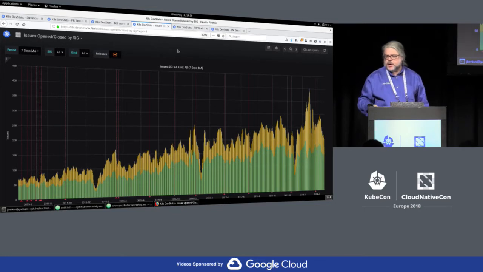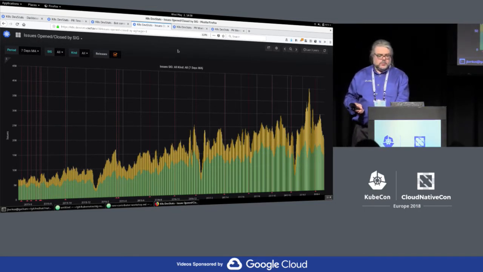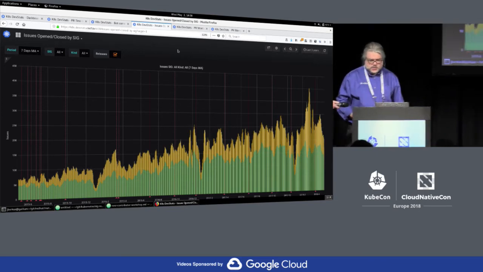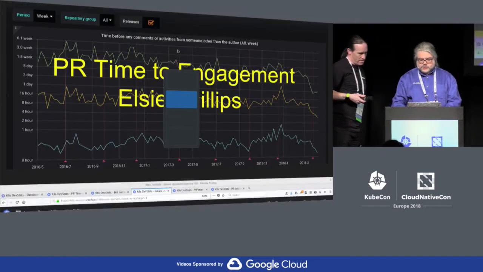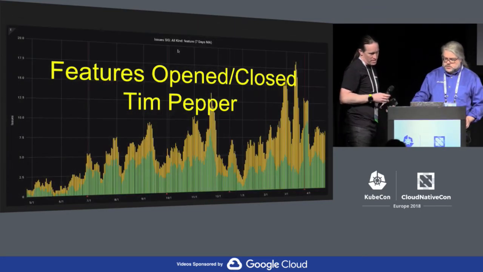Okay, so next up, we're going to have Tim Pepper with issues open closed by SIG, and I think this is from your work on the release team. Yeah. Do you have the slide version? I do have the slide version. So, perfect. Yep.